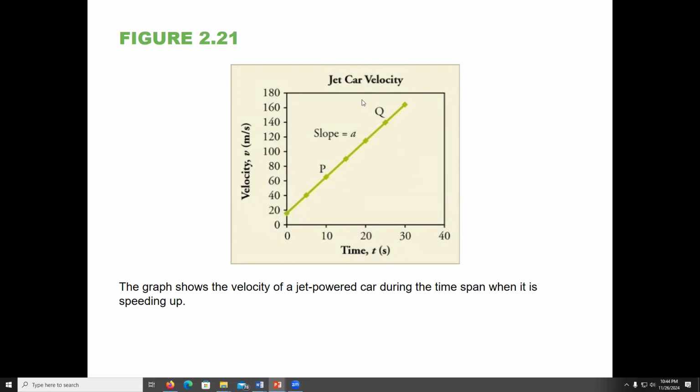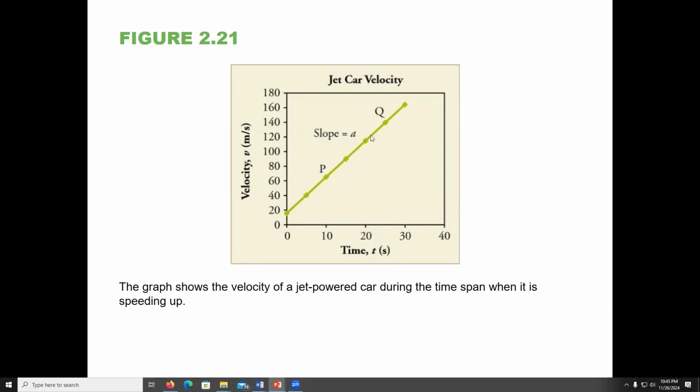Now what is the slope of this graph? Now you have velocity divided by time. That's acceleration, the rise over run. If you want the average acceleration, you take the whole change in velocity that we covered, 160 meters per second, and divide it by how many seconds the trip took. The trip took 30 seconds. You divide 160 by 30. That will give you the average acceleration.